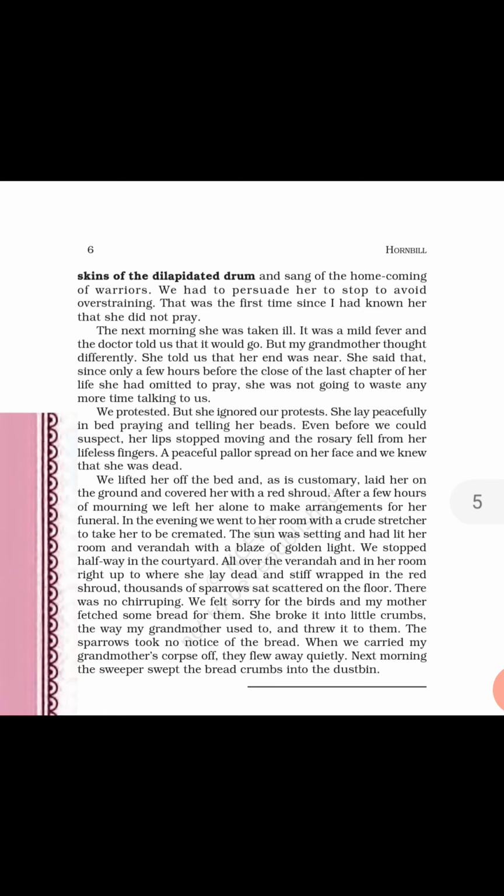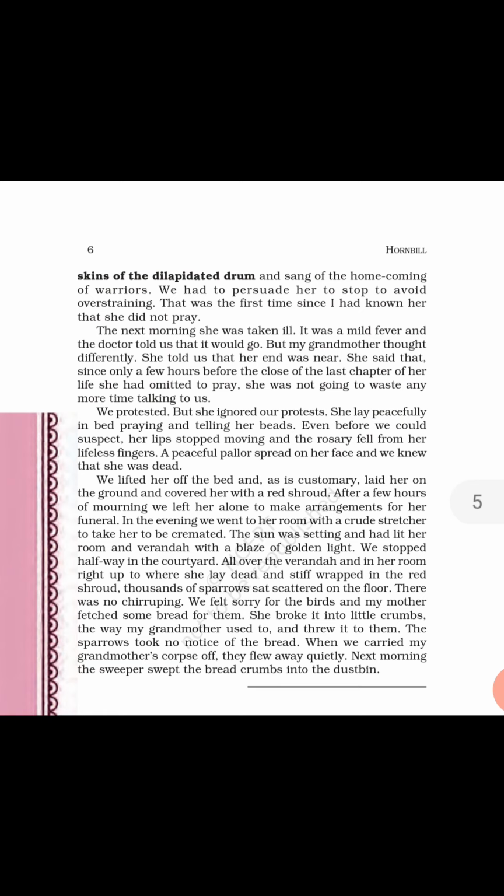She was laid on the ground. She was covered with a red shawl. Arrangements for her funeral were being made. In the evening, the sun was setting. They brought a wooden structure. They stopped halfway in the courtyard. Thousands of sparrows sat near her dead body. They did not chirp. Everyone felt sorry for the birds.